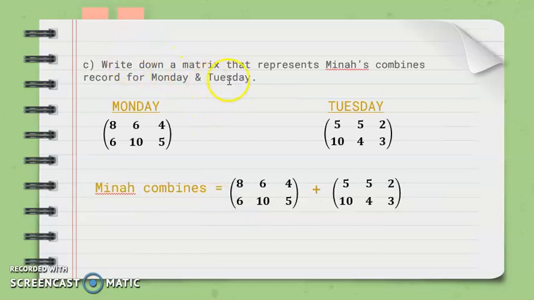Write down a matrix that represents Mina's combined record for Monday and Tuesday. So we can say for Monday, this is the matrix, and for Tuesday, this is another matrix. When we say combined, it means we have to add. So we combine these two matrices together. When we combine, we have this set of matrices. So this is the combined matrix of Monday's record and Tuesday's record.